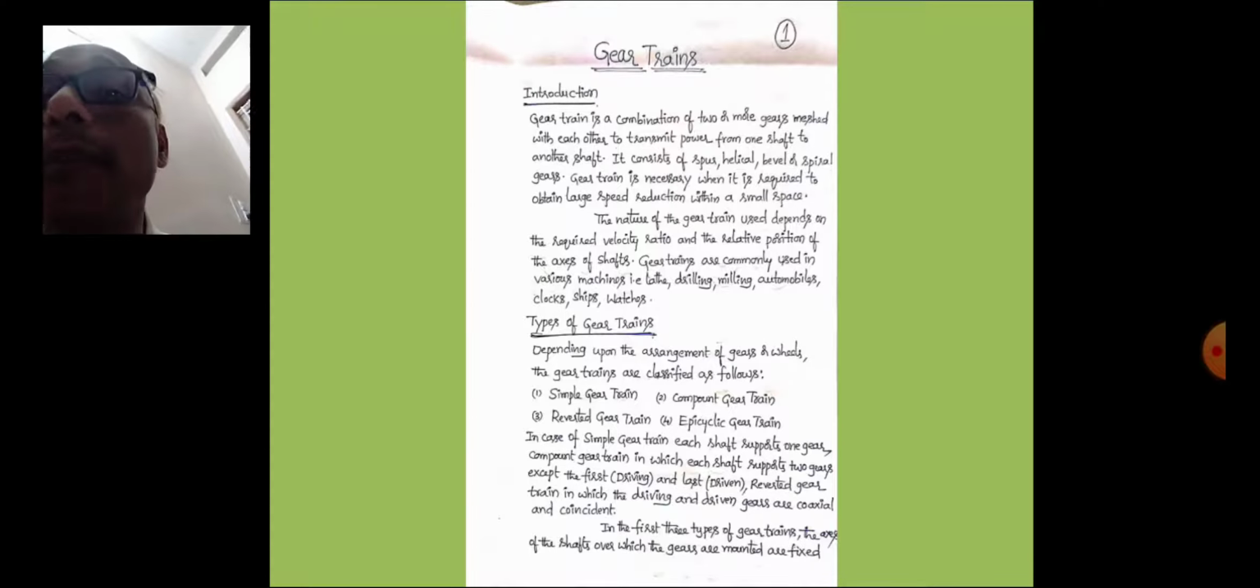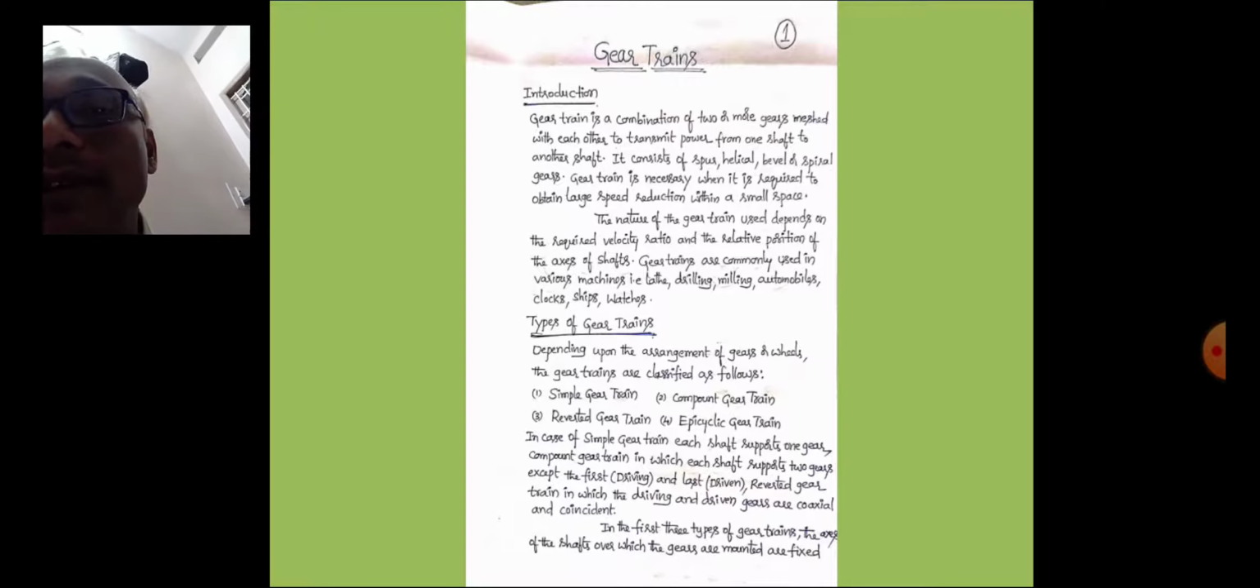In case of simple gear train, each shaft supports one gear. So that is the point one should remember. In a simple gear train, each shaft supports only one gear, whereas in the compound gear train, that is the second one, each shaft supports two gears except the first and the last. First means it is a driving gear and the last means it is a driven gear. So except the driving and driven gear, in the compound gear train each shaft is supporting two gears.